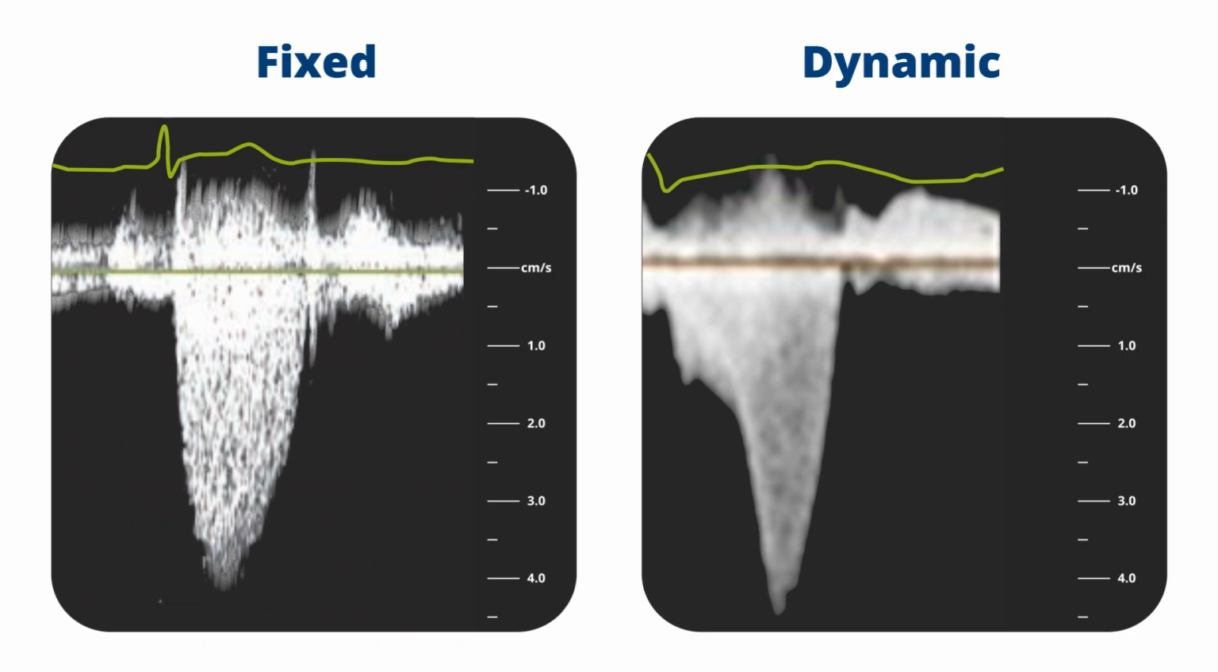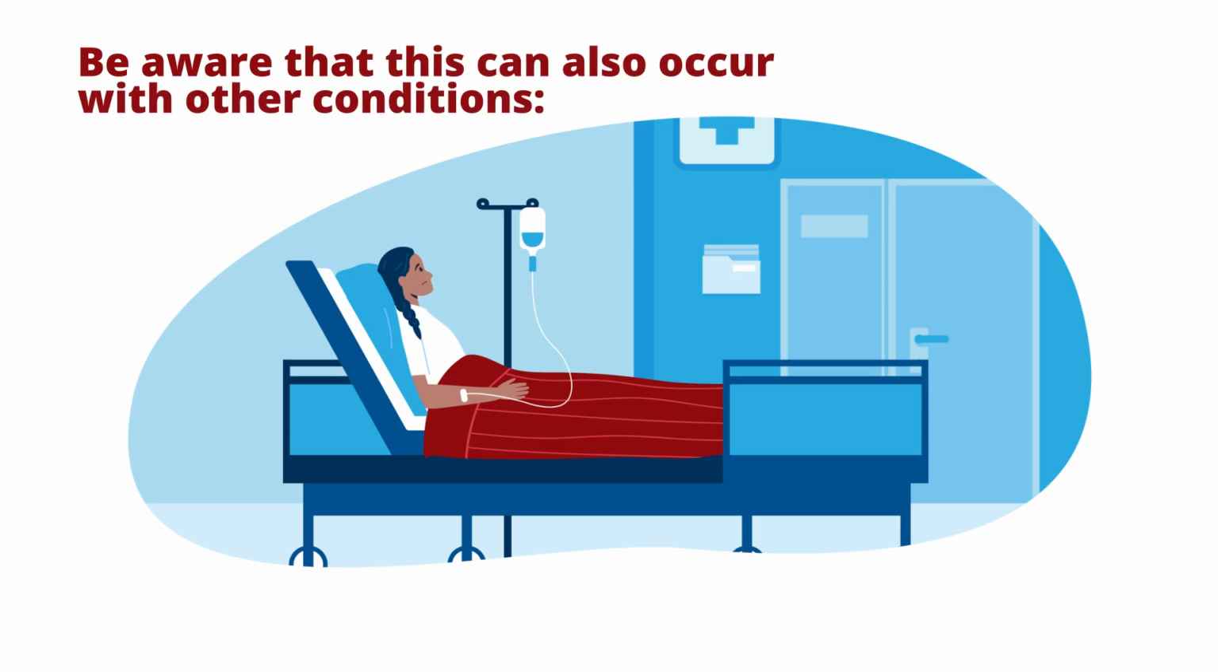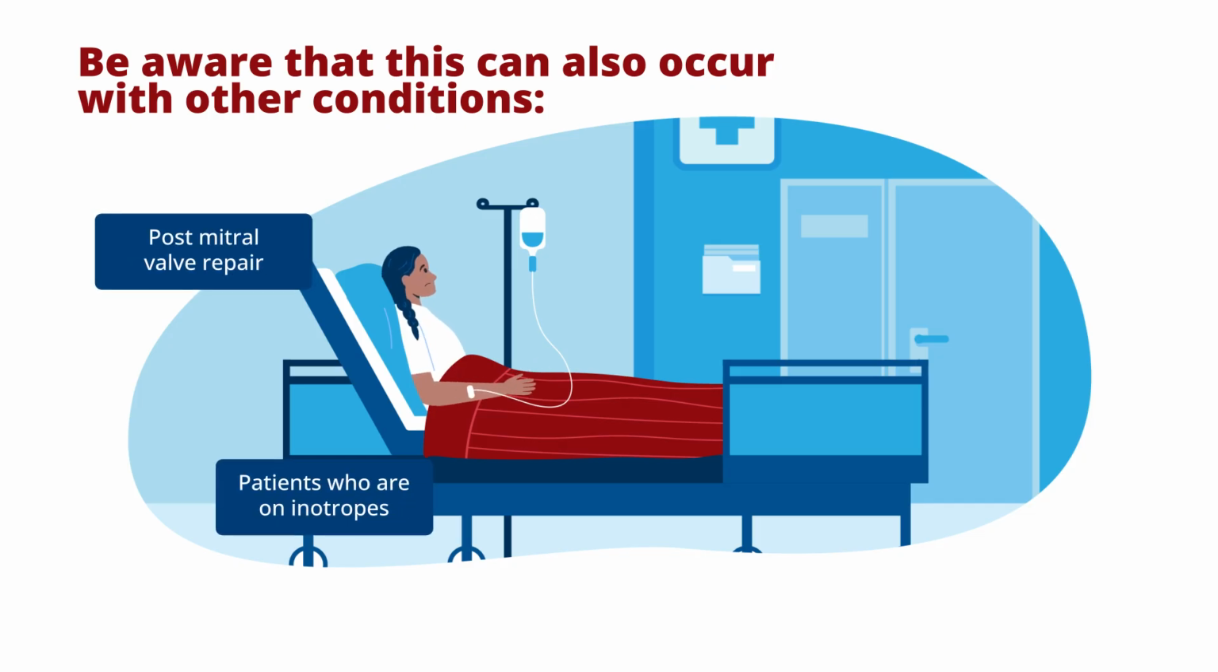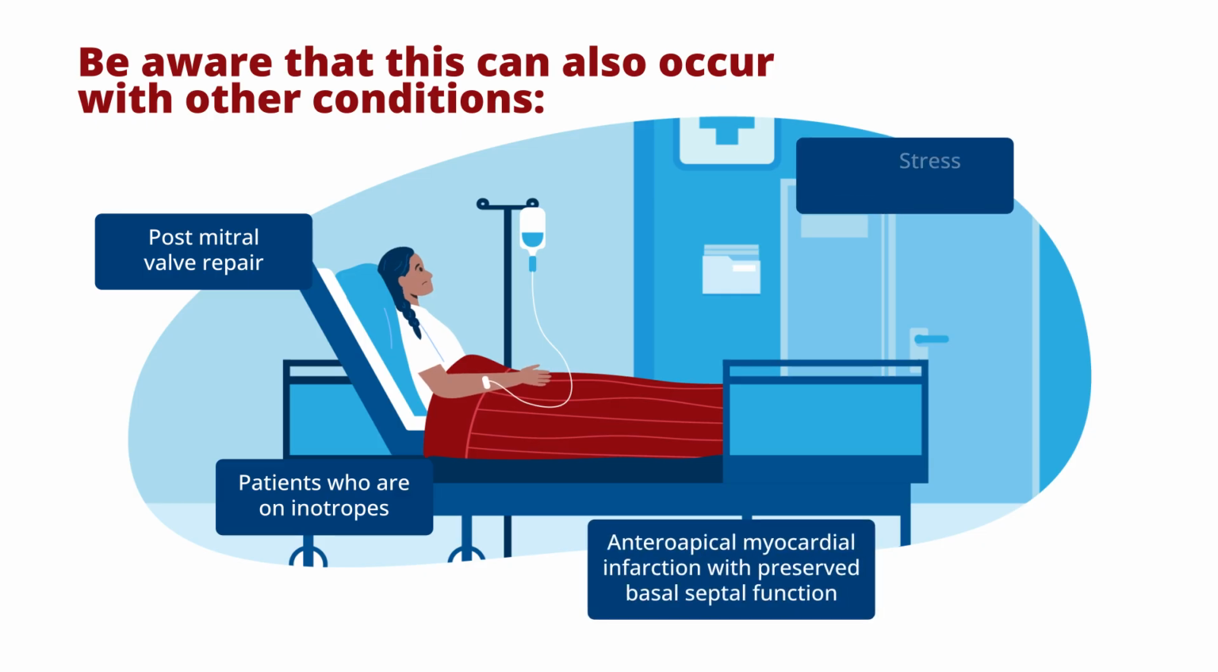While we are talking about dynamic left ventricular outflow obstruction in those with obstructive hypertrophic cardiomyopathy, one should be aware that this can also occur with other conditions. This may include patients with hyperdynamic left ventricular function or on inotropes, patients post-mitral valve repair, or those who have had an anteroapical myocardial infarction, or a stress-related cardiomyopathy with preserved basal septal function.